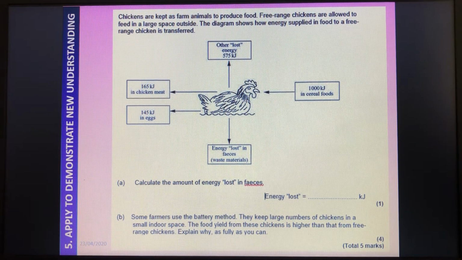Some farmers use the battery method. They keep large numbers of chickens in a small indoor space. The food yield from these chickens is higher than that from free-range chickens. Explain why as fully as you can. And this is a 4-mark question. Okay, so think about what you saw in the video. Why is it? Link it to this information here as well.